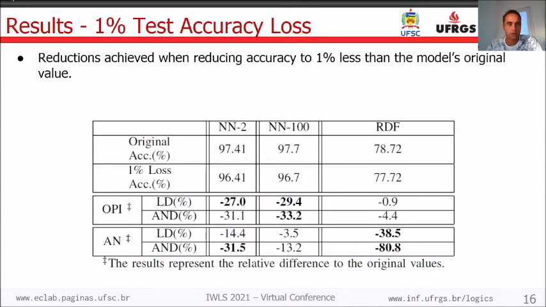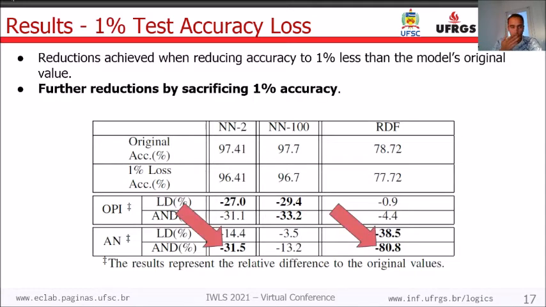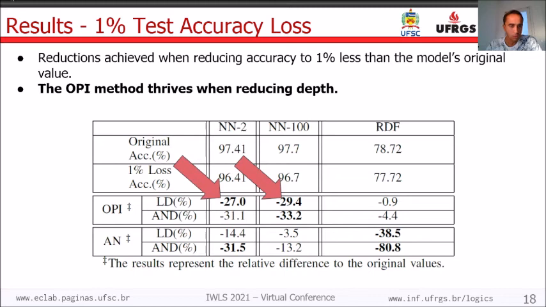We also present results by sacrificing 1% test accuracy. We were able to considerably reduce the models that predict the MNIST dataset. The neural networks were reduced to 1/3 of their original size, and the random forest model had a reduction of more than 80% of its original size when sacrificing 1% accuracy. Also, our first method, OPI, had a better performance when reducing the depth of neural networks.